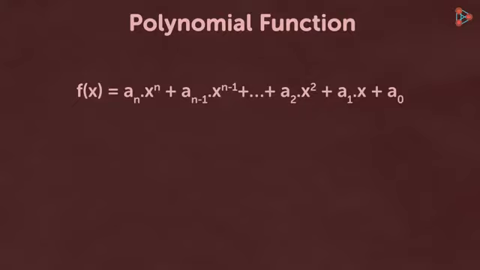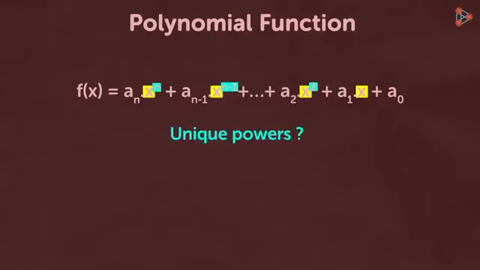So, how many variables do we see here? We see only one variable, x. So we can say that f(x) is a function in x. We notice that x terms are raised to unique powers. So why do we use the word unique? This is because no two terms of x have the same power.